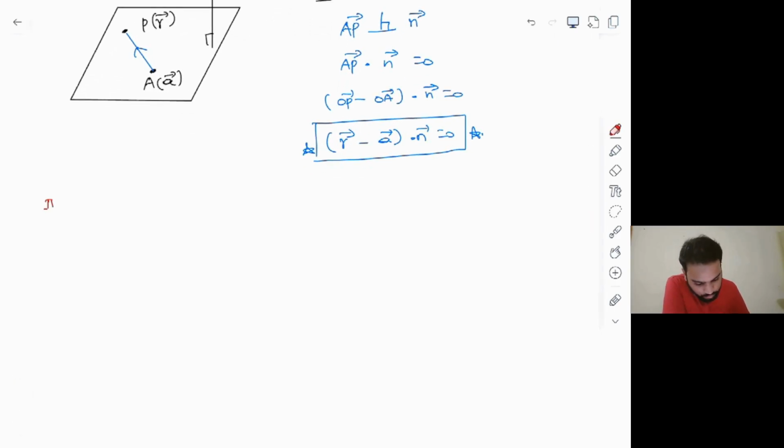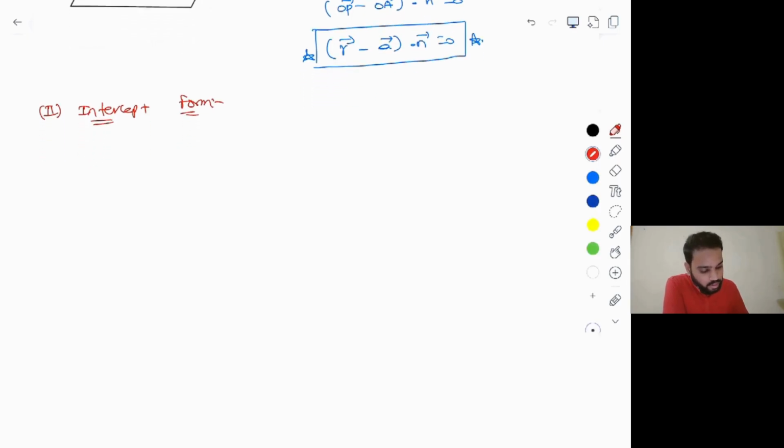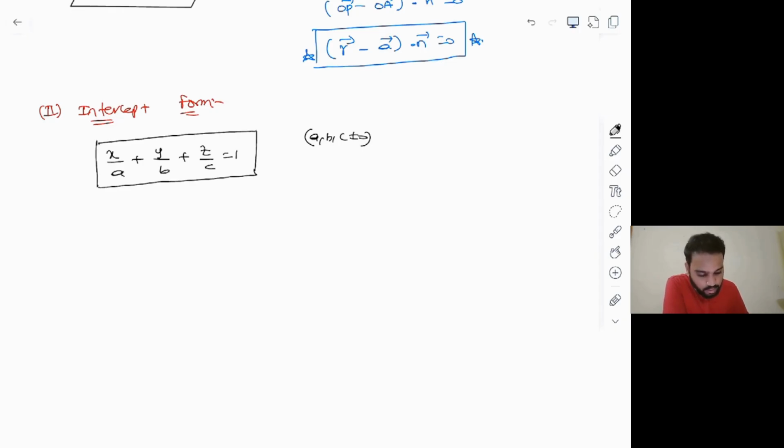Second one is intercept form. It is somewhat similar to intercept form of a straight line actually. So when we have the intercept form of the plane as x by a plus y by b plus z by c is equals to 1, where a comma b comma c are not equal to 0. Okay. So this is called intercept form of the plane here.